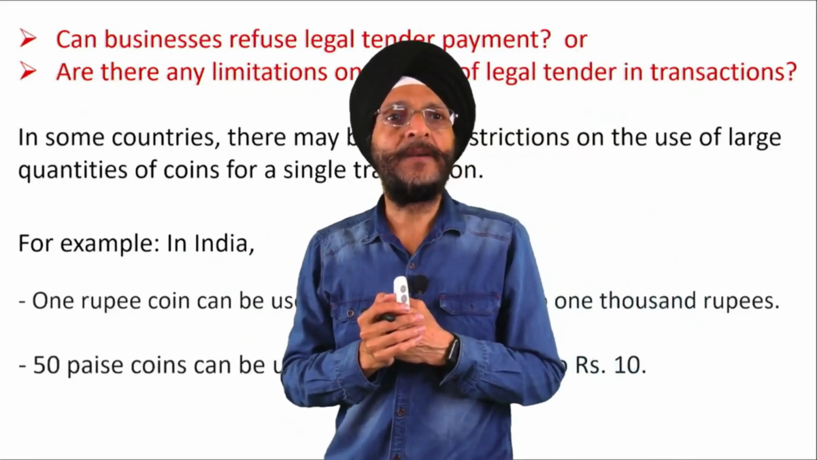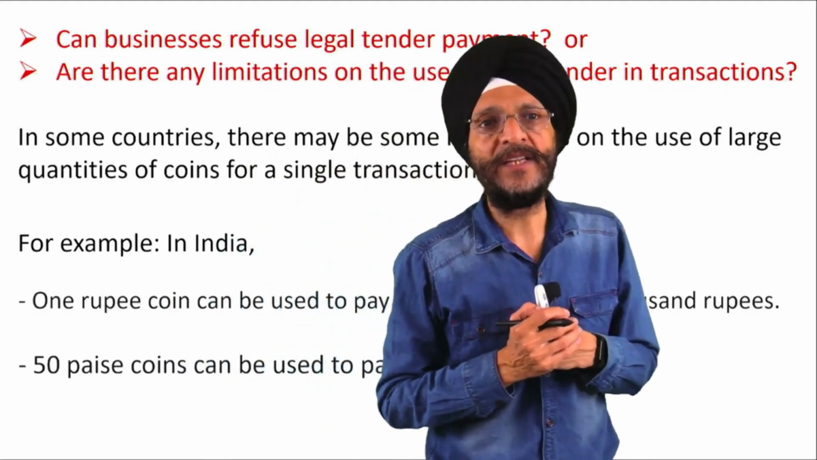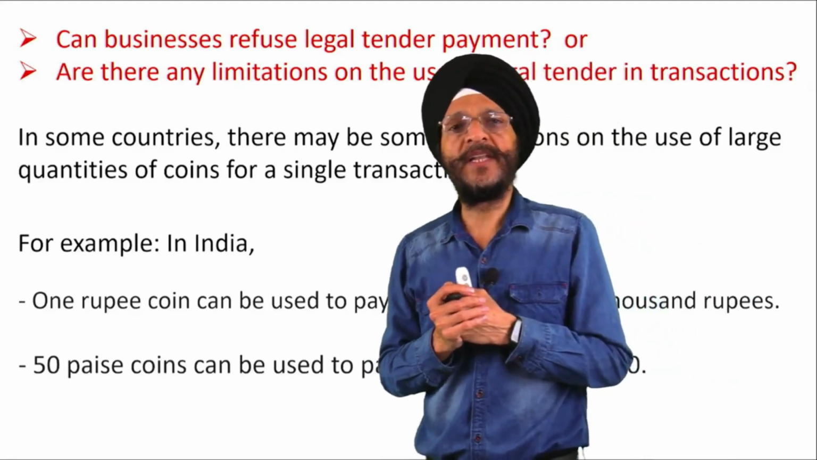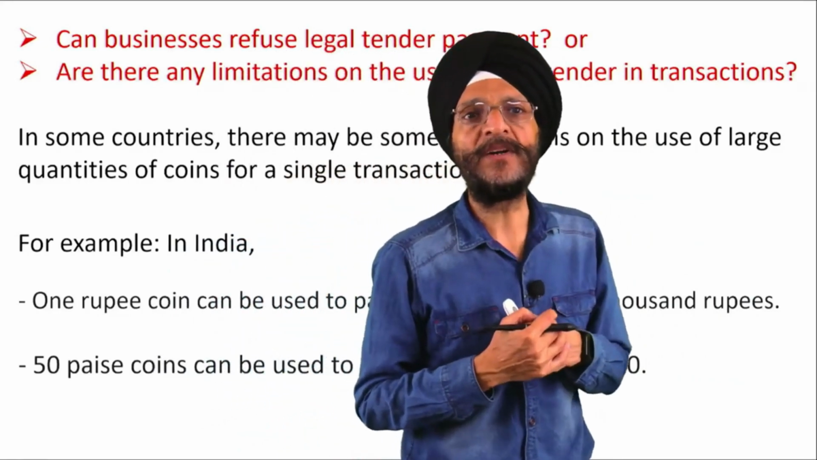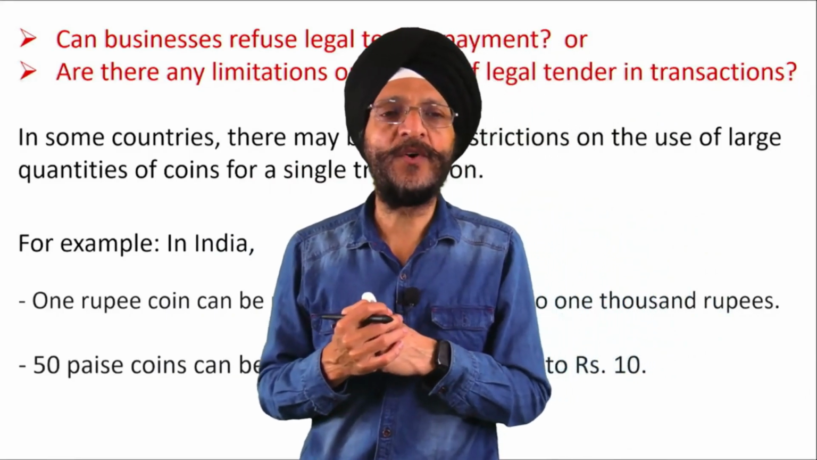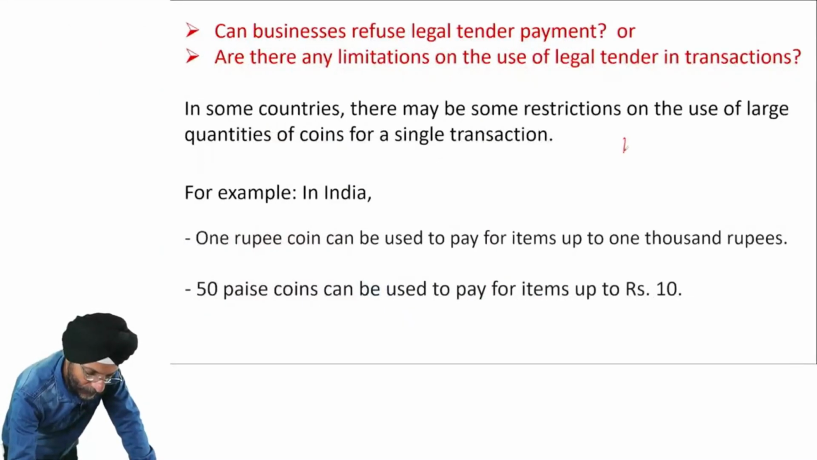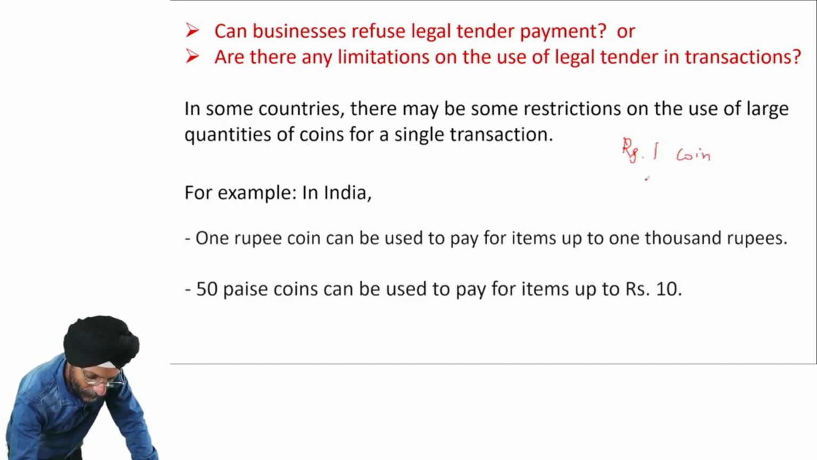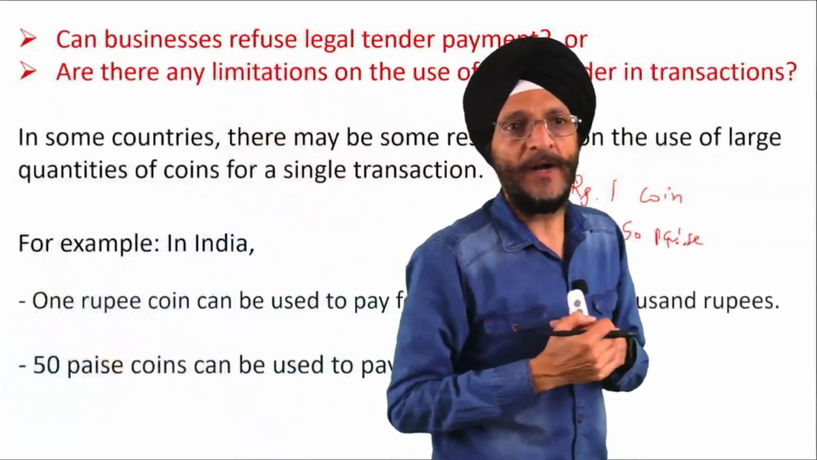Next, can businesses refuse legal tender payment, or are there any limitations on the use of legal tender in transactions? The answer is, in some countries there may be some restrictions on the use of a large quantity of coins for a single transaction. What does it mean? In India, we have 1 rupee coins, or 50 paise coins, or coins of lower denomination also.